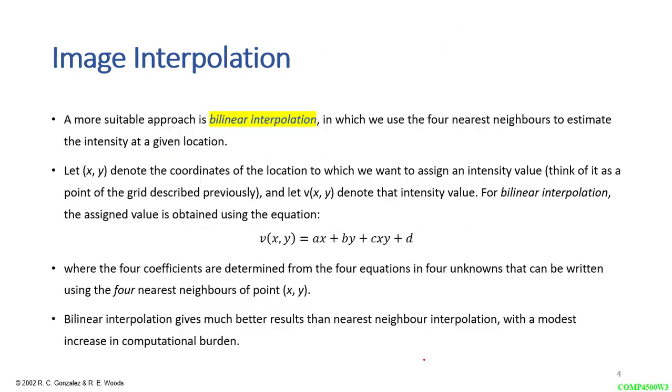This is called nearest neighbor interpolation, where we assign the value of the one nearest neighbor. Now, a more suitable method is bilinear interpolation. Remember, in nearest neighbor we have only one neighbor. In bilinear, we use four nearest neighbors, which gives us a better estimation of the actual value. If we have the pixel v(x, y), we estimate its value using pixels A, B, C, and D, which are the four nearest neighbors of our actual pixel at x and y.